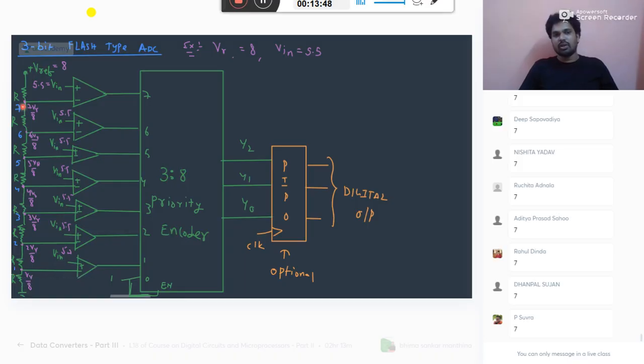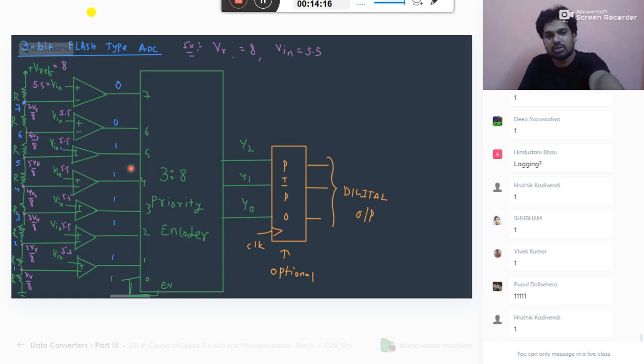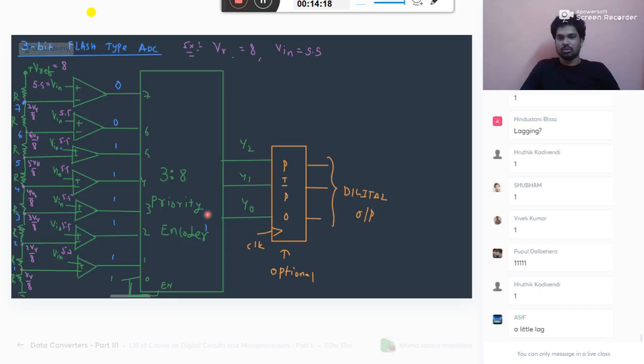One input is 5.5, another input is 7. Which one is more? 7 is more. If the negative input is more, you get 0. Here the input is 5.5, this is 6, so 0. 5.5 is more than 5, and 5.5 is more than 4, 3, 2, 1. It is more than everything. And now it is a priority encoder. Based on the highest possibility, it will give you the output.